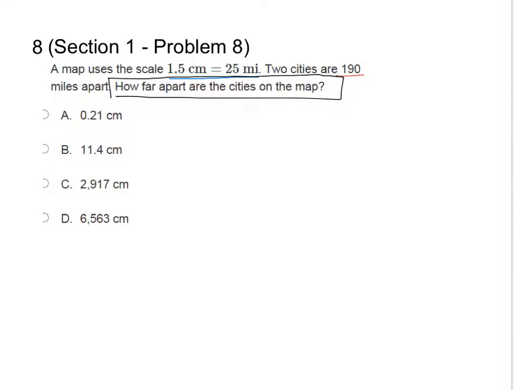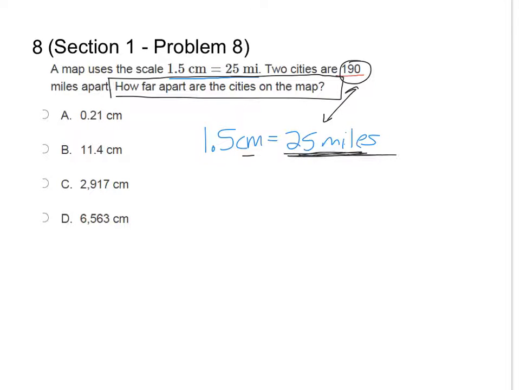Well, I'm going to use the information I have. I know 1.5 centimeters is equal to 25 miles. Well, that's good to know, but it doesn't really help us that much because we're trying to figure out how far apart they are when they're 190 miles apart. Well, 25 does not go into 190. So what's probably easiest, if I could figure out how many centimeters was 1 mile, then I could just multiply to figure out how many are in 190 miles.